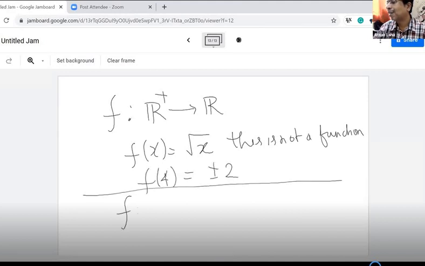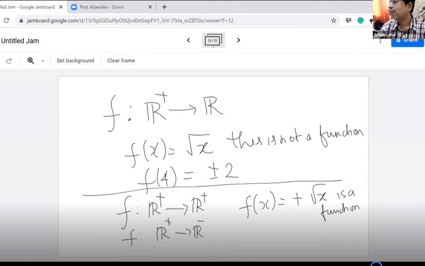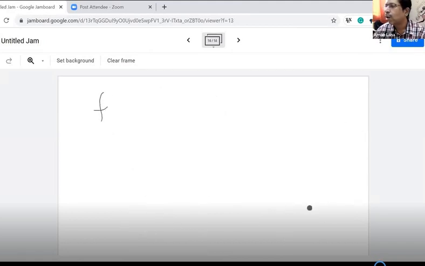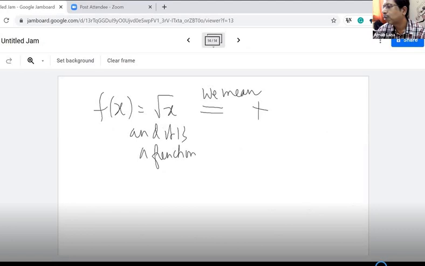If f of x is equal to the positive square root of x, it is a function. Similarly, f of x is equal to minus square root of x. So when we write f of x is equal to square root of x, and it is a function, we mean the positive square root of x. That's the implicit understanding.